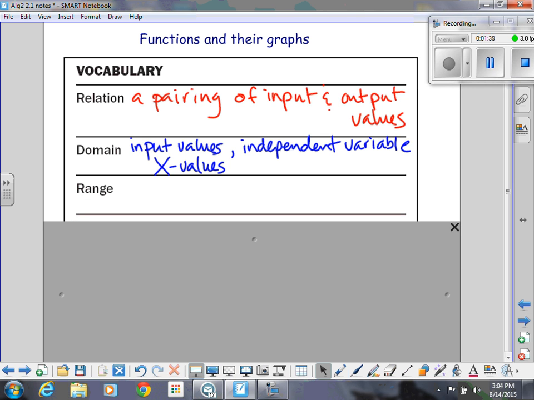The range is just the opposite. The range are the output values. So those are the y values. So if I have x and y coordinates, the y values are the range. It's also going to be linked to the dependent variable.